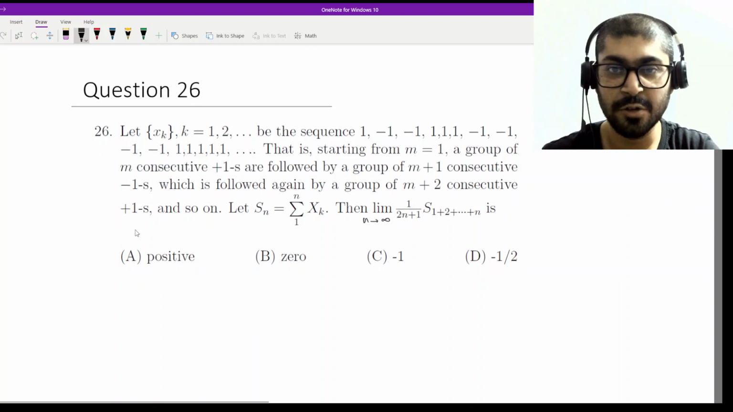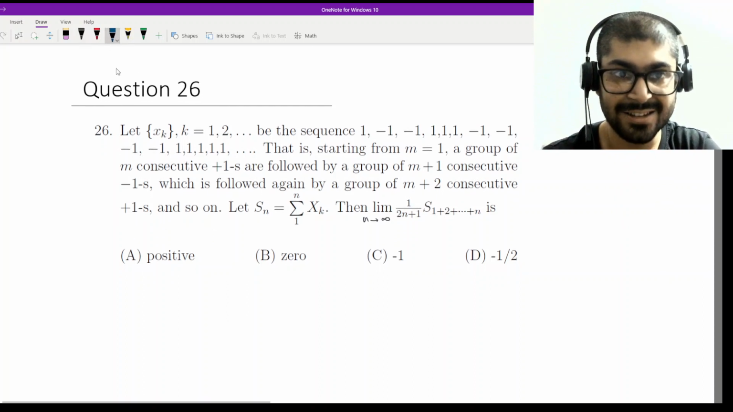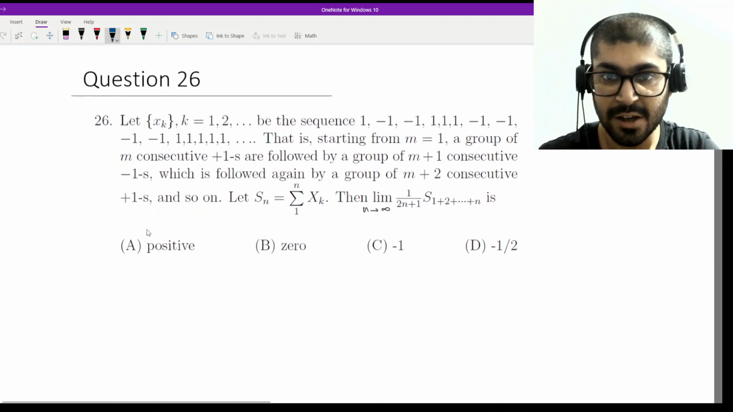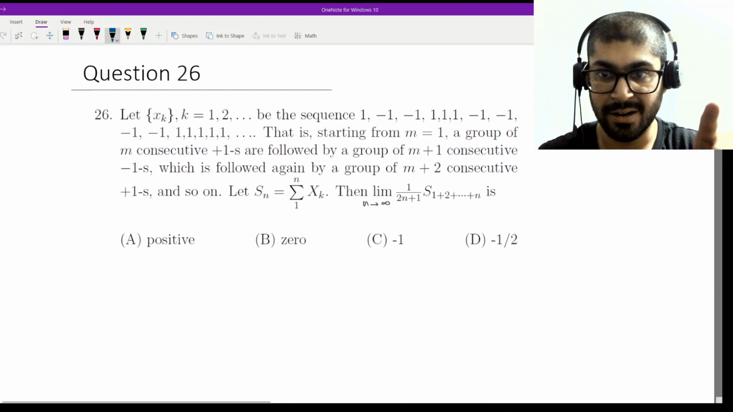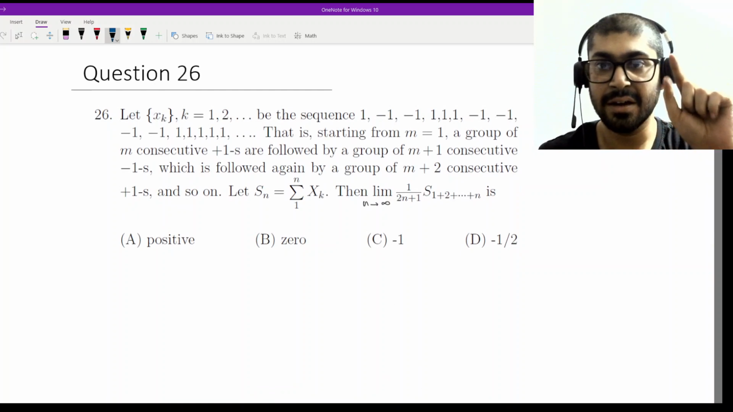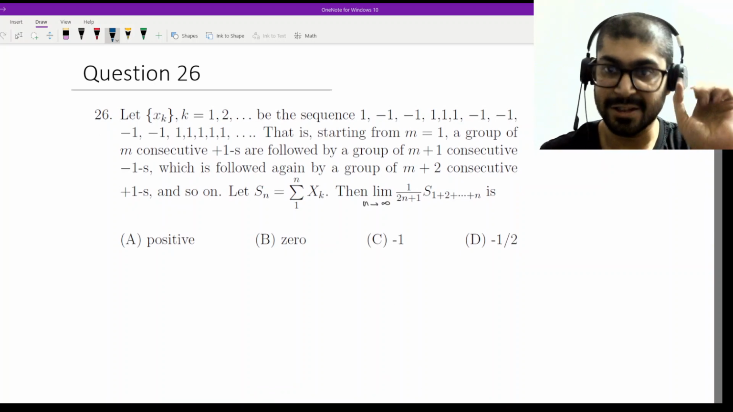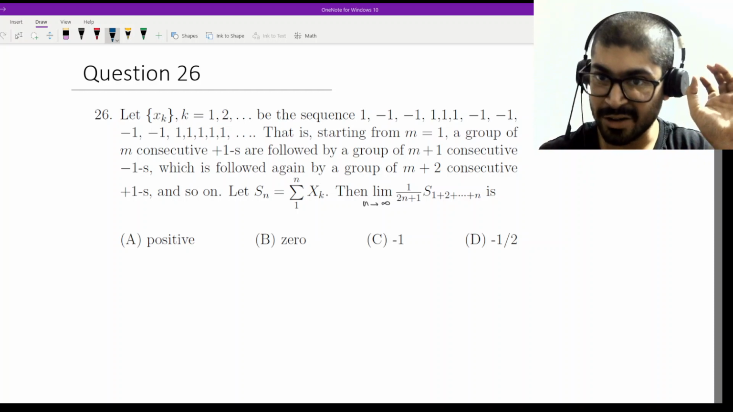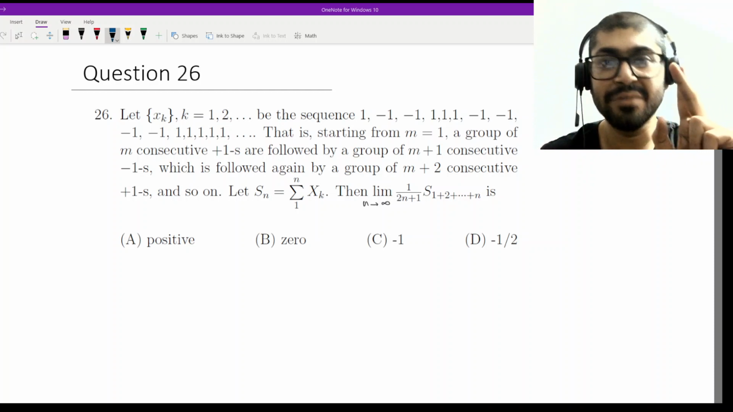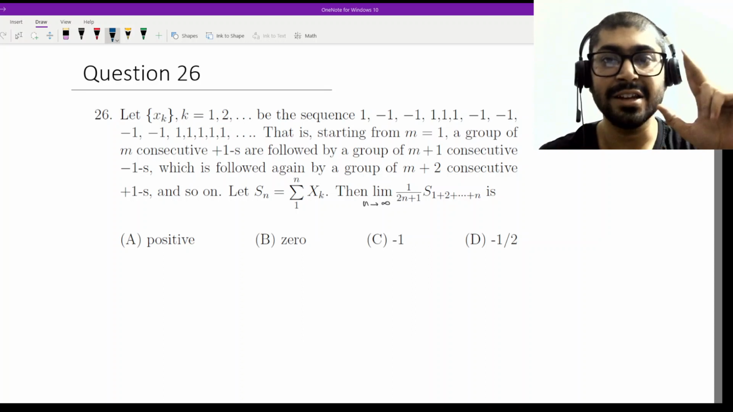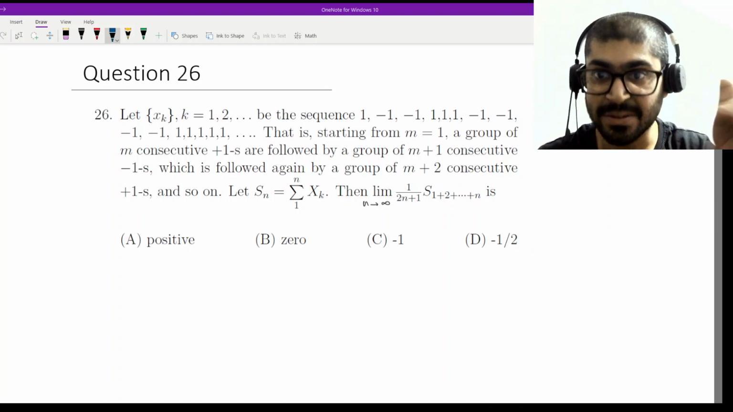So now let us look into what the series actually is. xk, for k equal to 1, 2, and so on, is the sequence. So what is the sequence? The sequence starts from a single 1. The first number is a 1, the second term in the series is two consecutive minus ones. Why are there two consecutive minus ones? Because that is the description that is given.